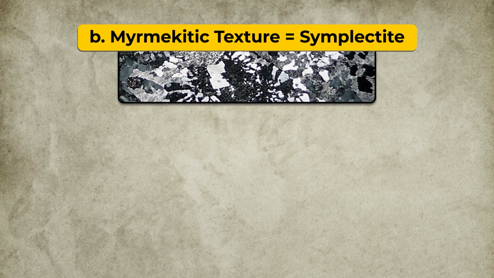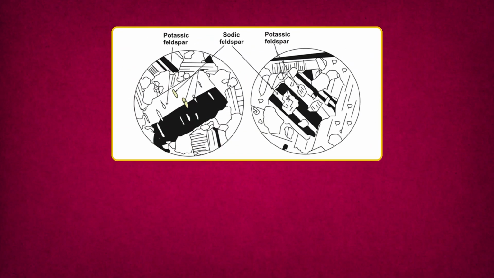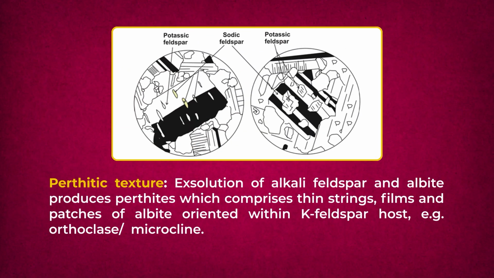The myrmekitic texture is also known as symplectic texture. It is formed by intergrowth of worm-like quartz rods in the plagioclase, which is oligoclase also, and the example is granite. Here I am showing the perthitic texture, where the exsolution of alkali feldspar and albite produces perthites, which comprise thin strings, films, and patches of albite oriented within K feldspar host, for example, orthoclase or microcline.